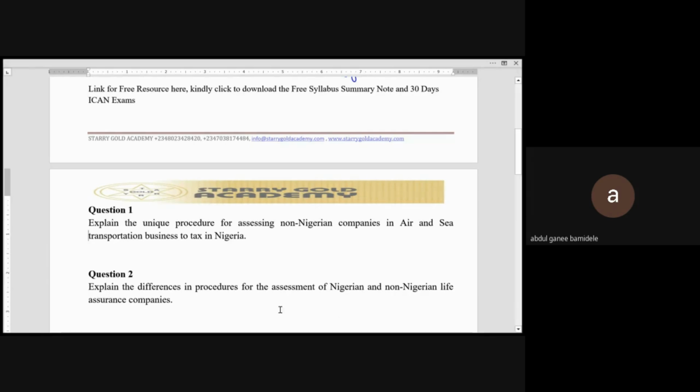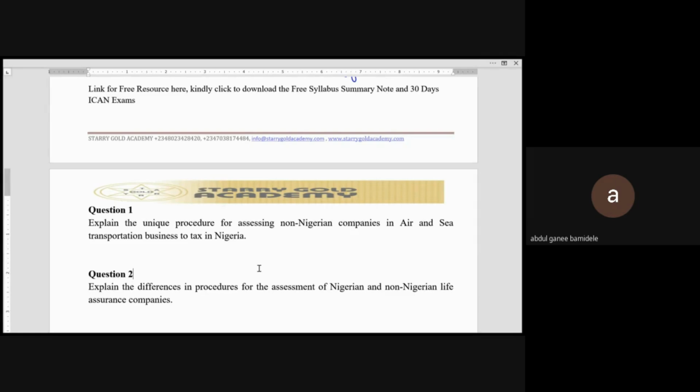So today's question is on specialized taxation. We have air and sea transportation business, insurance business, agricultural business, and others. There are different types of business that are classified as specialized business because their tax is not straightforward. That's why they are classified under specialized business. Are we together?